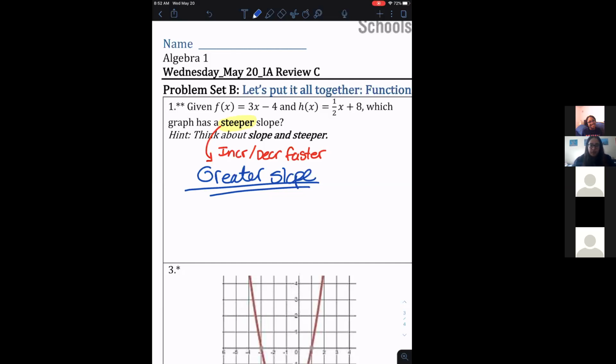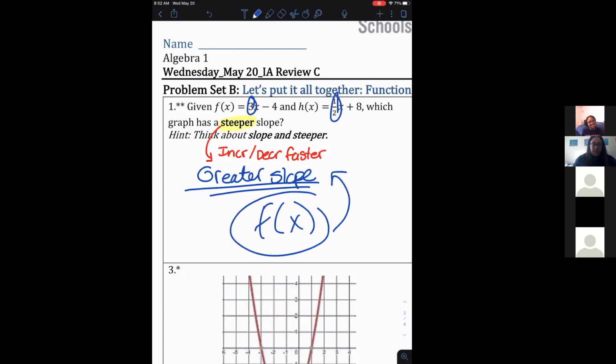So if we're thinking about which function here has the steeper slope, well, which one has a bigger slope? 3 or 1/2? Which of the slopes is bigger? Is it f of x or h of x? We should have said that it was f of x, again, because it has the greater slope. It's going to increase faster, like Ebony said. Beautiful, great job there. Go ahead and jot down anything you missed.